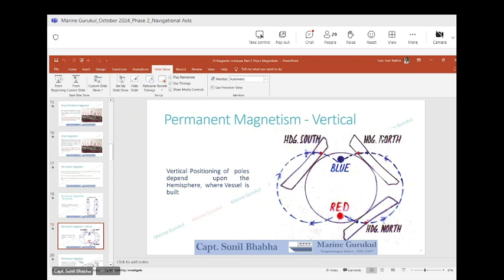Okay. So next is permanent magnetism in the vertical orientation. Now, before we go there, would you like to have a break, beta? 5 minutes break? Okay, all right. So let's go for a break. After the break, we will continue. We will see the vertical magnetism. So let's meet back after 5 minutes, beta. Thank you, sir.